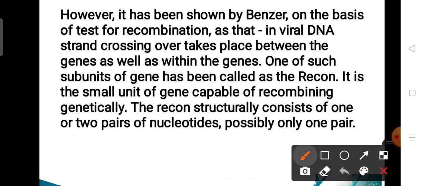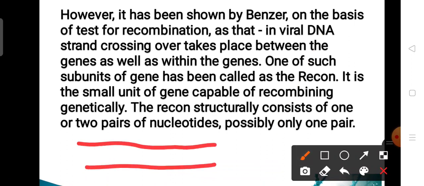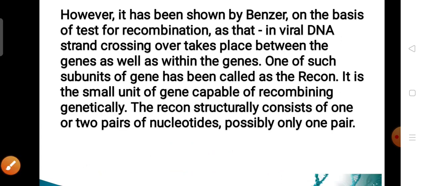Okay, so for example, if this is one segment of a gene, what can happen? Crossing over can take place between two genes. That means there may be an exchange of gene segments. So that leads to recombination within a gene. So that is about the recon.